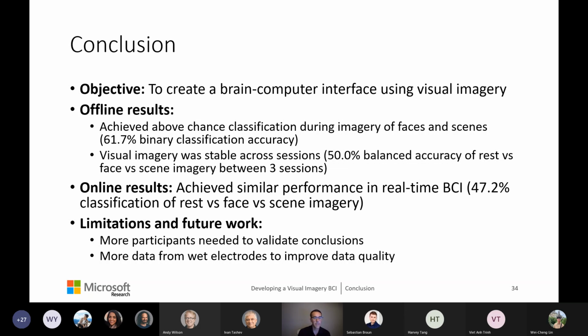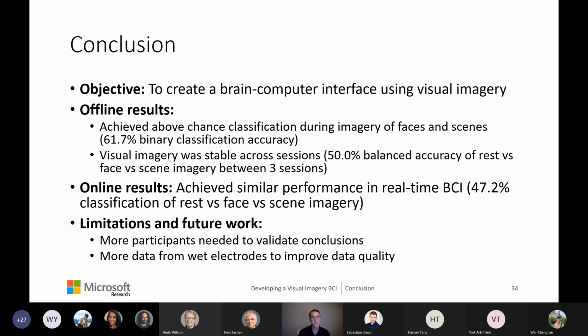And then on to our online results, we saw that we were able to achieve similar performance in our real-time BCI, around 47% classification in this 3-way of rest versus face and scene imagery.